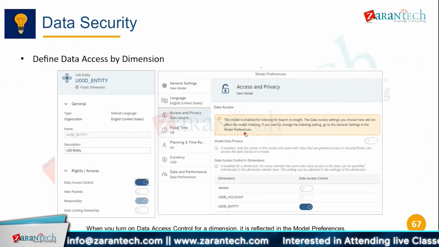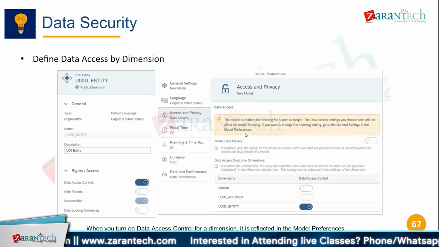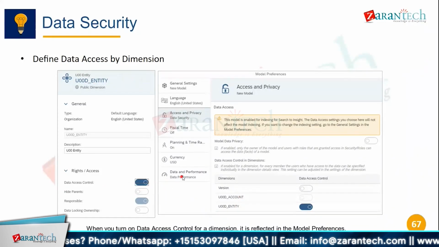So now, in case you want to define access, this is for live models. With respect to import models, how do you want to define access? You can define access using the dimensions. In each dimension option, you will have a data access control switch button, so you can enable and disable. If you enable it, you will be able to see this data access control, and that particular dimension can be used for controlling the data access.